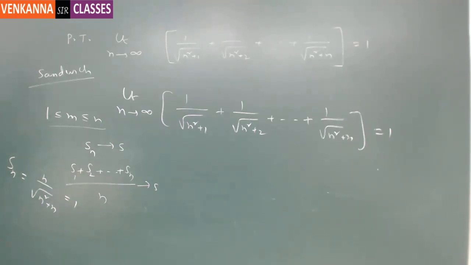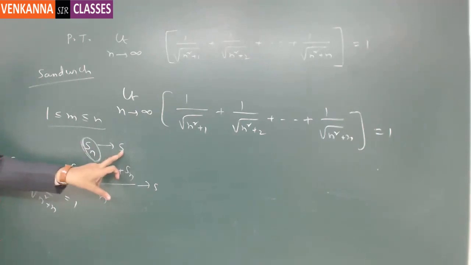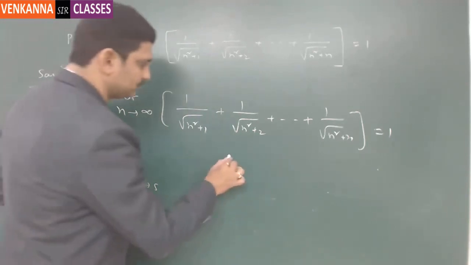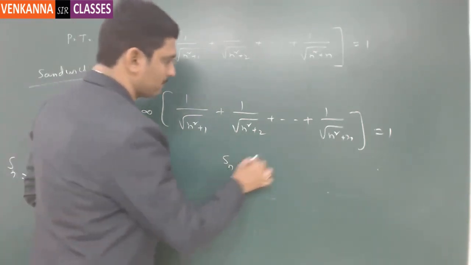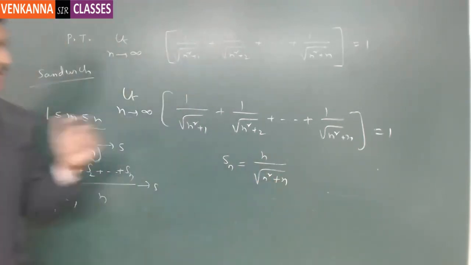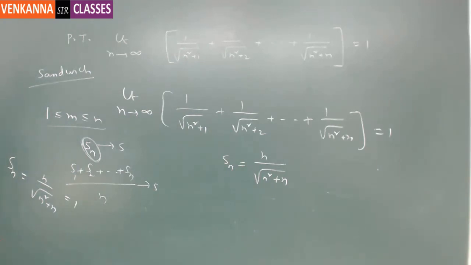Let us check, right? So if I want to apply this limit, I should know the nth term of the sequence. If I say that the nth term converges to the limit, then the sum of the terms converges to the same limit. So for this option, I am going to define the sequence as Sn is equal to n by square root of n square plus n.